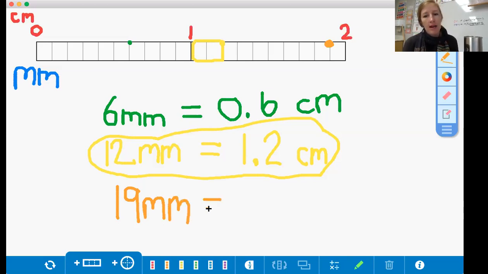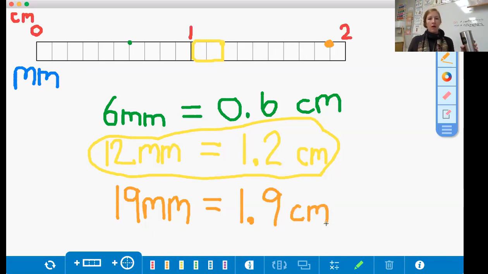Now let's try writing it in centimeters. Okay, well, we're not quite at the 2, so we have to start with 1. Then I'll put my decimal, and you can count how many millimeters are between 1 and our mark. And that would be 9. So 1.9 or 1 9/10 of a centimeter. All right.